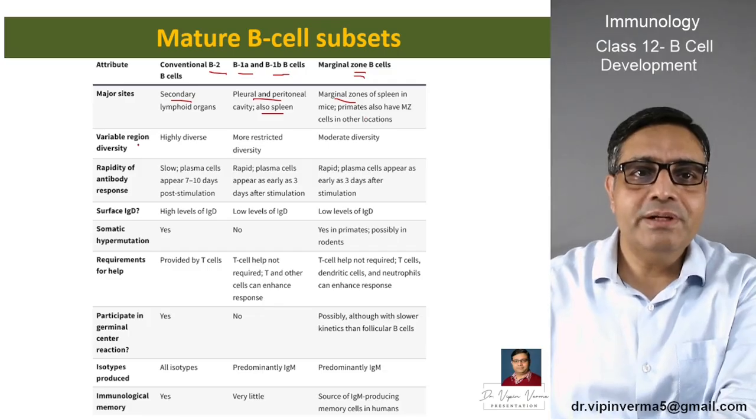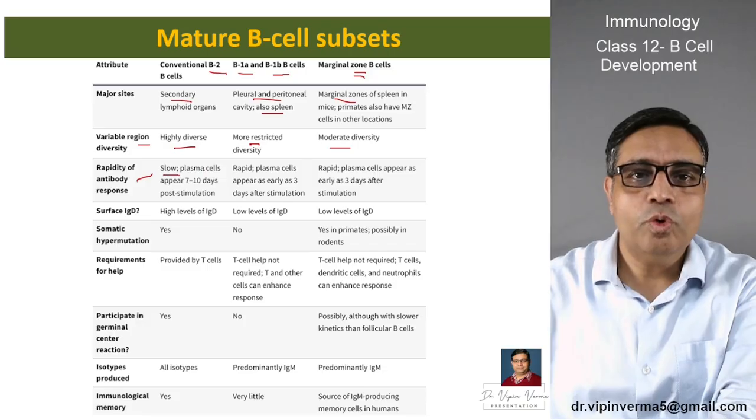Now, if we see the variable region diversity, these are highly diverse, these are more restricted in diversity, and moderate diversity. And rapidity of antibody response is slow here, and rapid in case of B1 and marginal zone. Surface IgD is at high levels here, whereas low levels of IgD here, and here also low levels of IgD. Somatic hypermutation is present in conventional B2 B cells and marginal zone, and absent in B1 B cells.